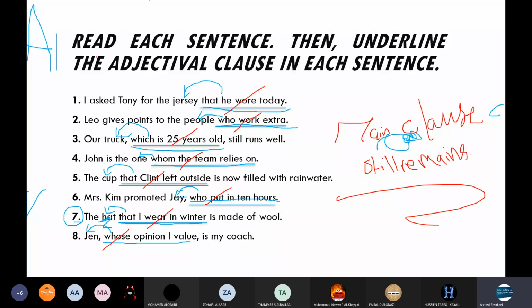I asked Tony for the jersey. Leo gives points to the people. Our truck still runs well. John is the one. The cup is now filled with rainwater. Mrs. Kim promoted Jay. The hat is made out of wool. Jen is my coach. So the adjectival clause just gives us extra information about the noun it describes. Consequently, we can take it out of the sentence, and the sentence will still make sense. So that's how you can check your answer is correct.